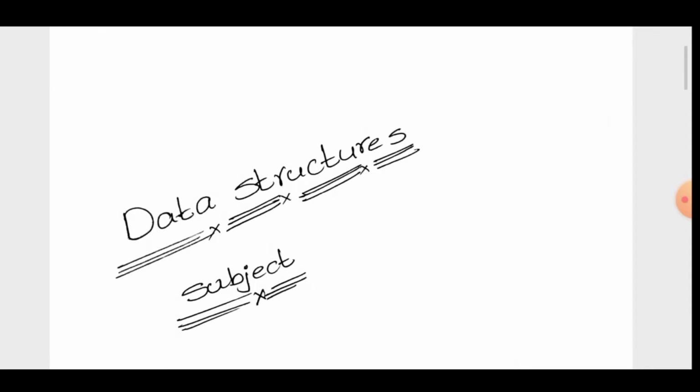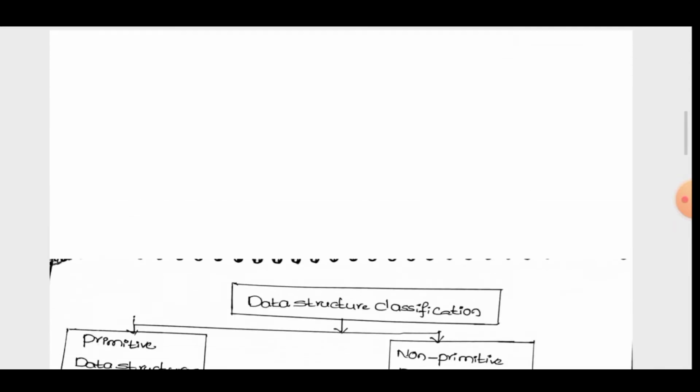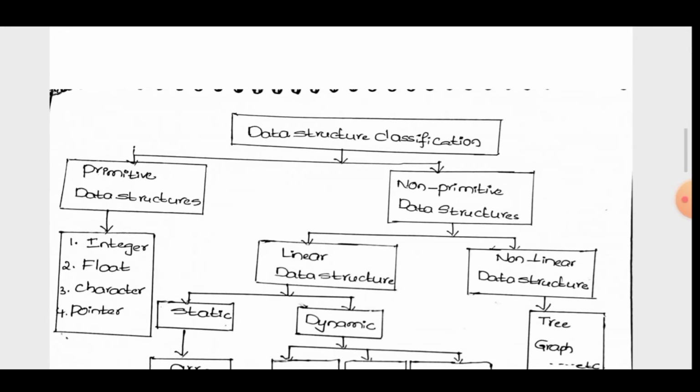Today we are going to learn the next topic in the data structure subject, that is data structure types. It is also called data structure classifications. So here mainly there are two types. First one is primitive data structures. Second one is non-primitive data structures.